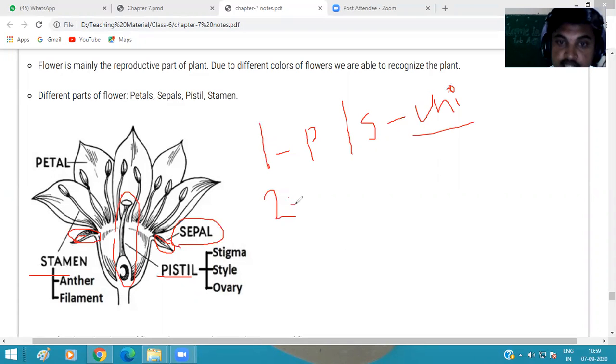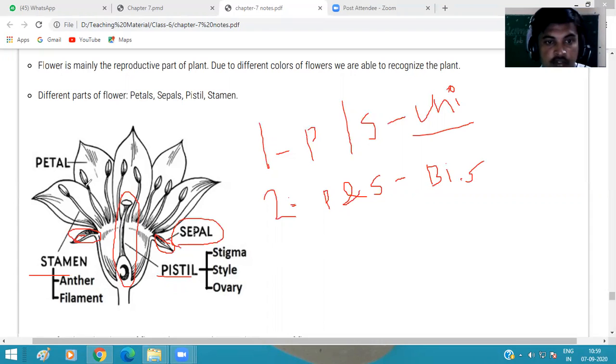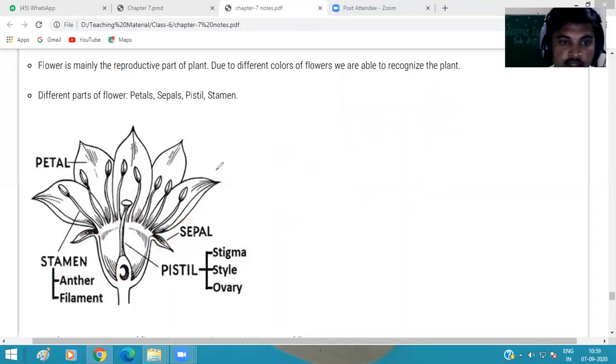And in the second category, if the flower has both pistil and stamen, both sexual parts, in this condition we call this type of flower a bisexual flower. So here we discussed the flower; it is a bisexual flower.